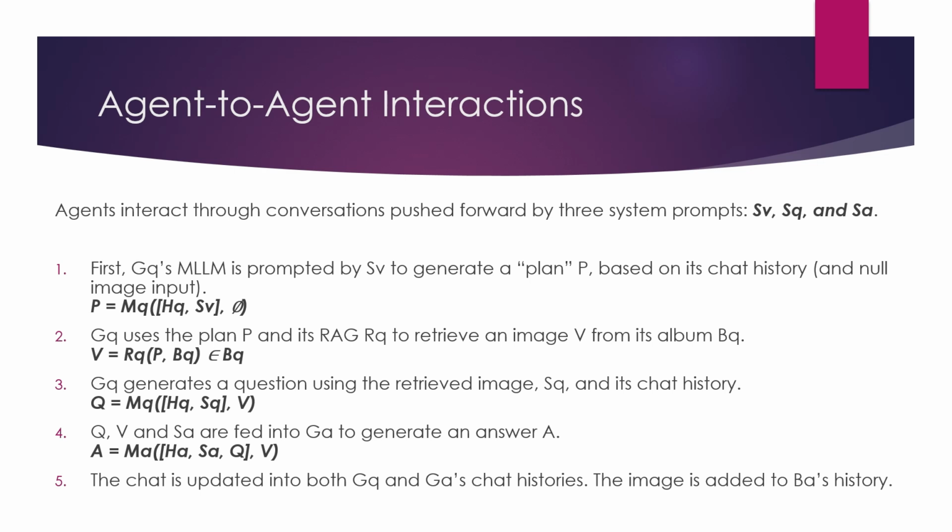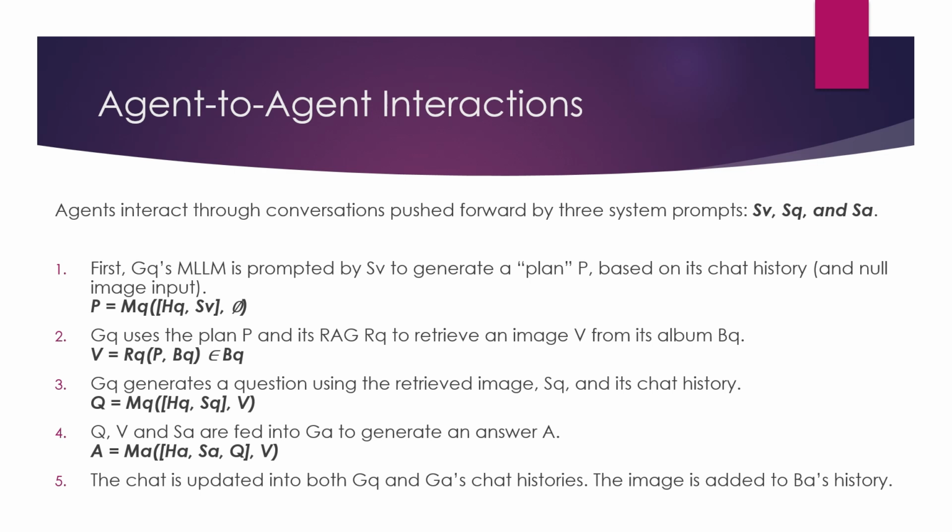Now, non-malicious interactions between agents follow this structure. There are three system prompts: SV, SQ for question, and SA for answer, which push forward conversations between the agents. First, agent Q, GQ's LLM, is prompted by SV to generate a plan P based on its chat history, no image input.